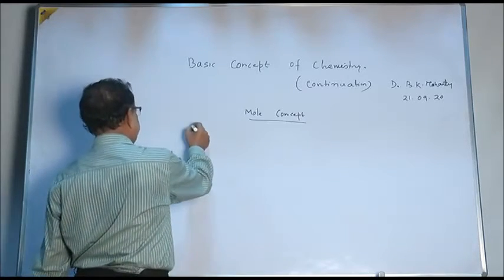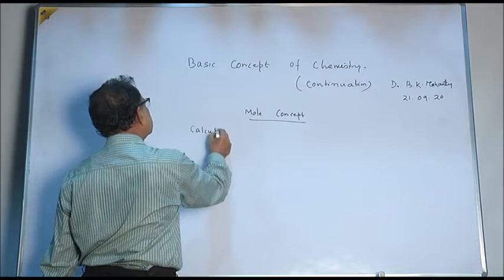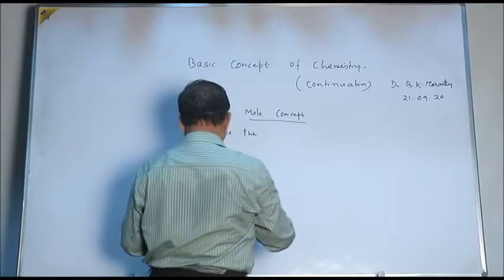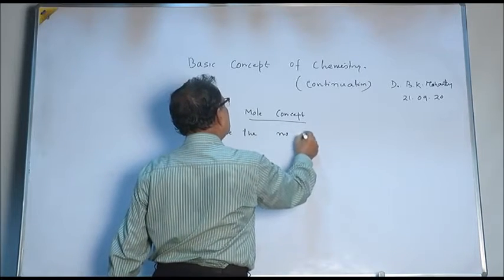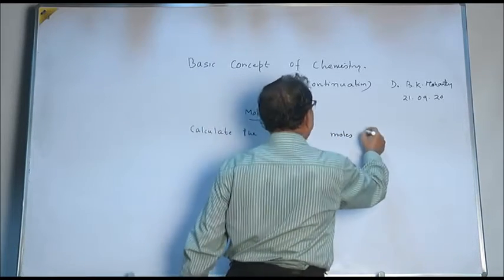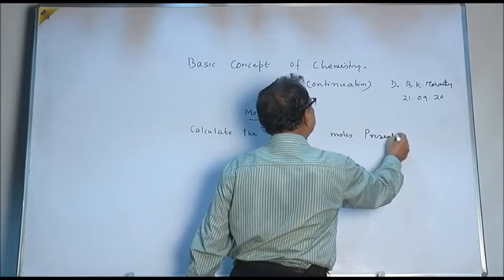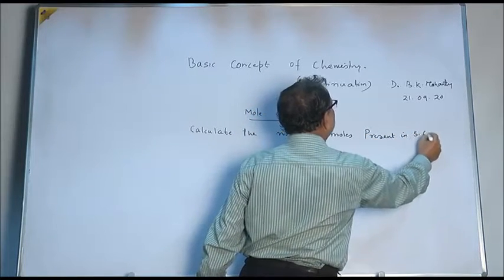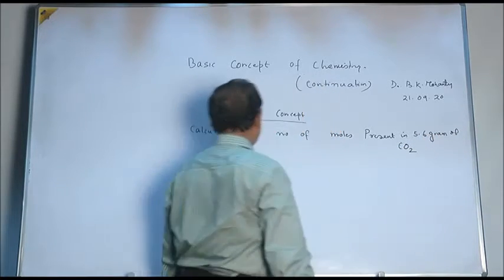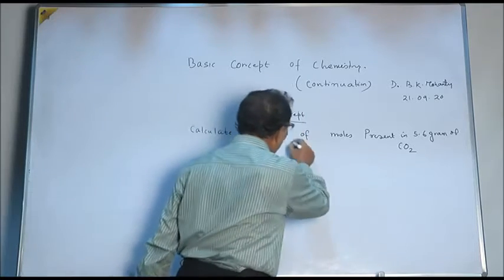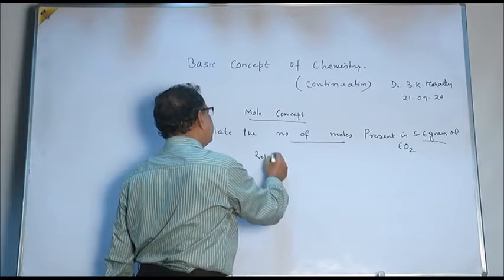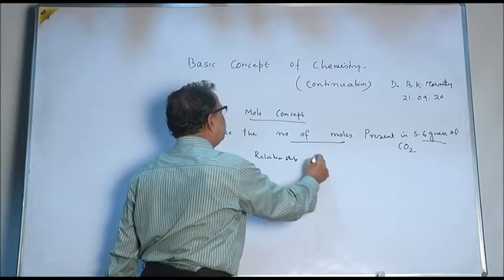The question is, calculate the number of moles present in 5.6 gram of carbon dioxide. The concept is mole: how many moles are present in the given grams. So the relationship is given to you, the relationship between mole and gram.